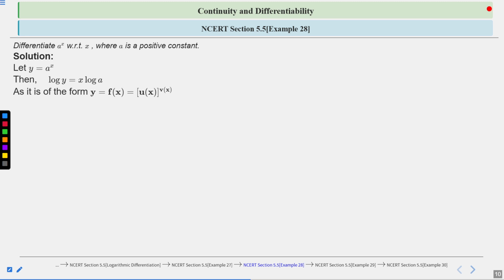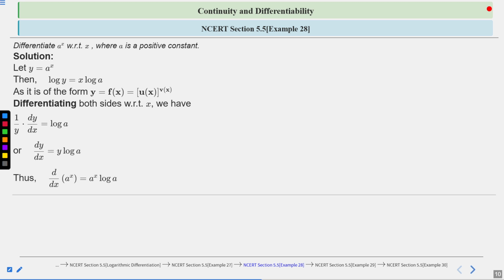As it is of the form y is equal to f(x) is equal to u(x) to the power v(x), we can do this. Differentiating both sides with respect to x, we have 1 by y dy by dx is equal to log a, right? Or dy by dx will be equal to y log a. Thus, d upon dx of a to the power x will be equal to a to the power x log a, right?